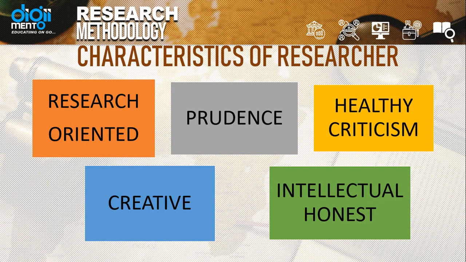And the next one is characteristics of researcher. Previously we studied the characteristics of research. Now we study the characteristics of researcher. Think like you are the researcher. What qualities and characteristics do you have during the entire research process? The first one is you should be very research oriented. What does research oriented mean? If you are a researcher, you should take care of deep thinking and inquiry about all the things and situations which keep going around you.